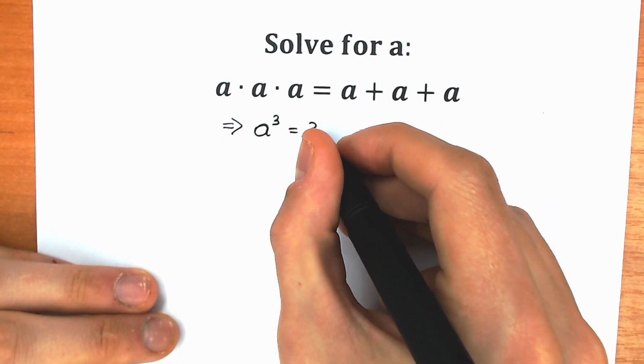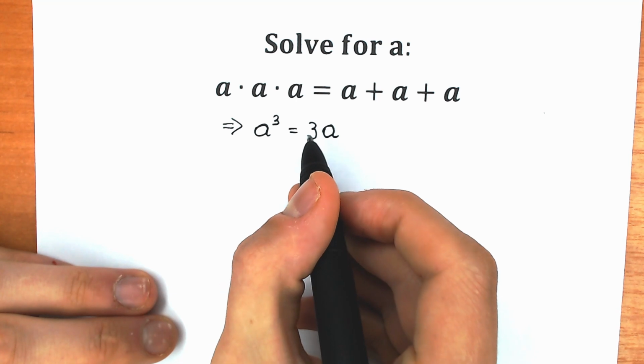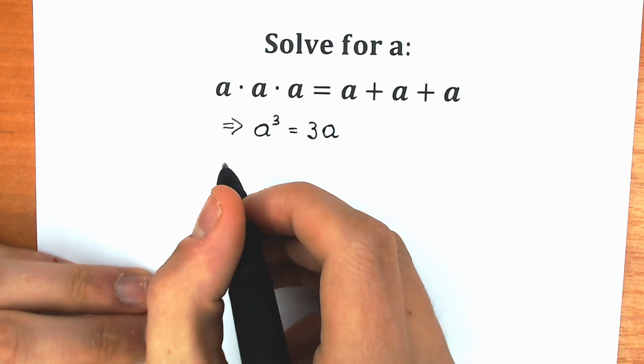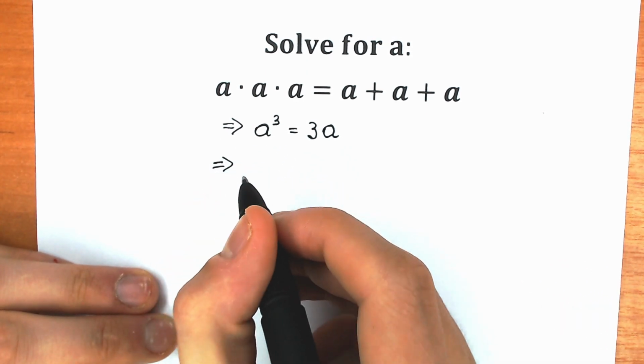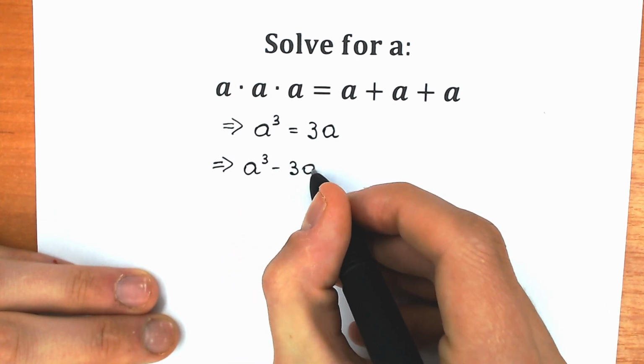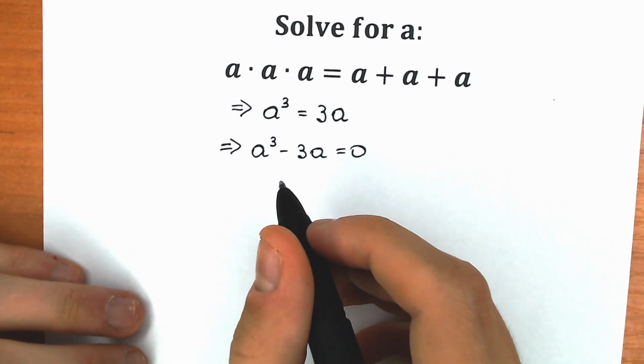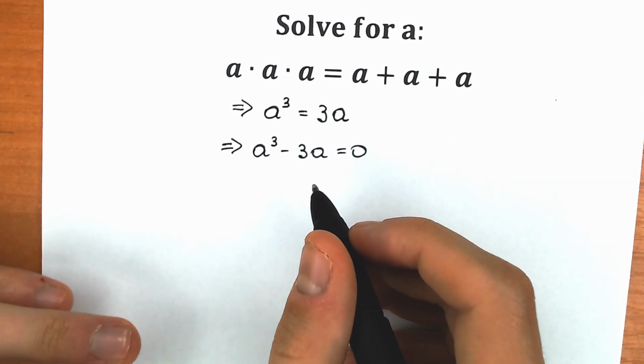If we look closely from this perspective, we have a cubic equation. So let's bring this 3a from the right side to the left side. As a result, we have a cube minus 3a is equal to 0. This is a cubic equation, and we can easily solve it.